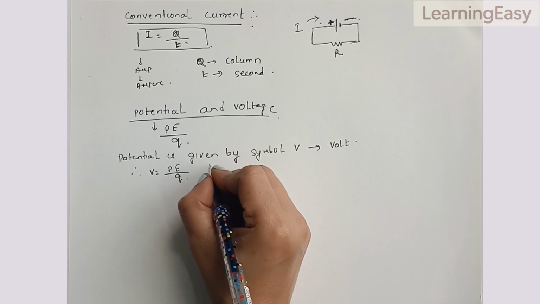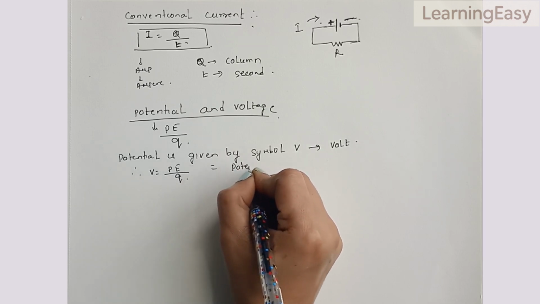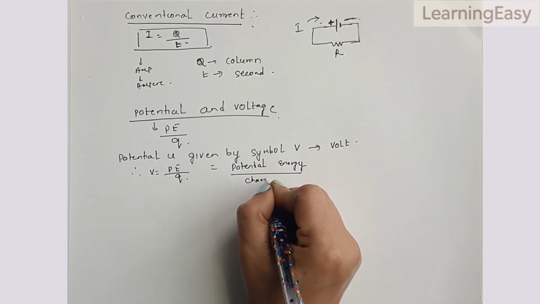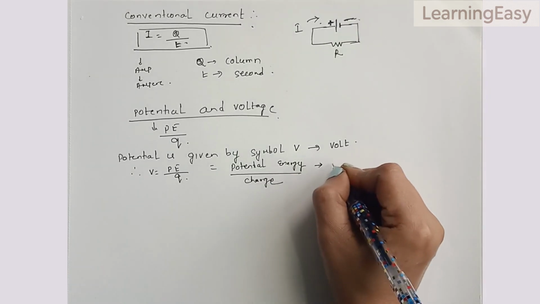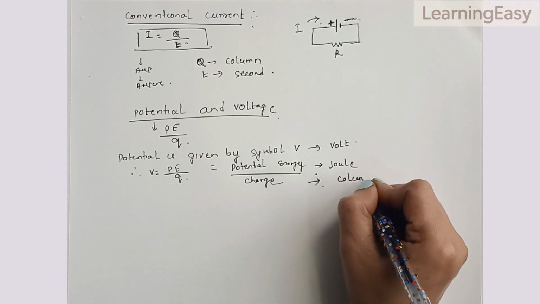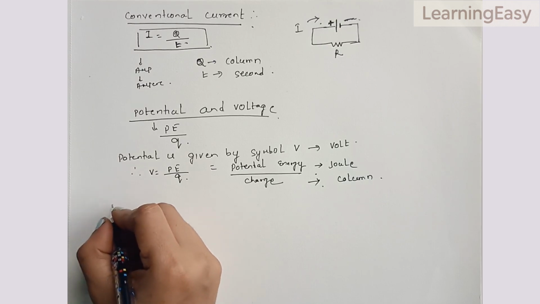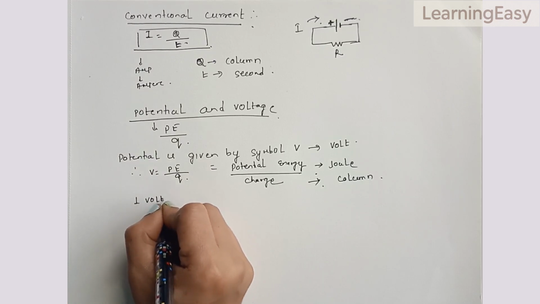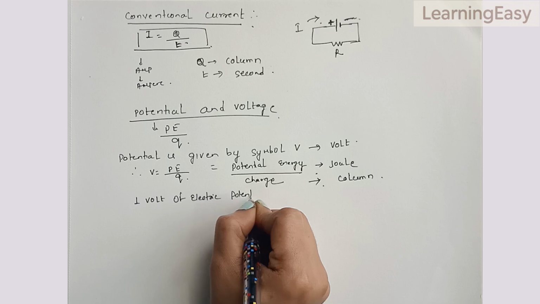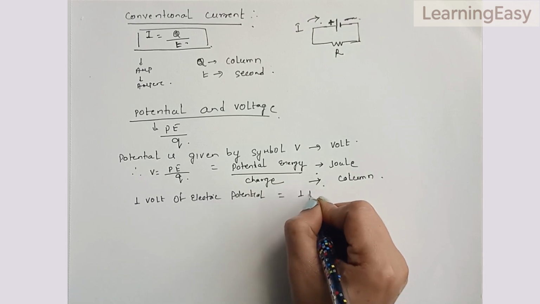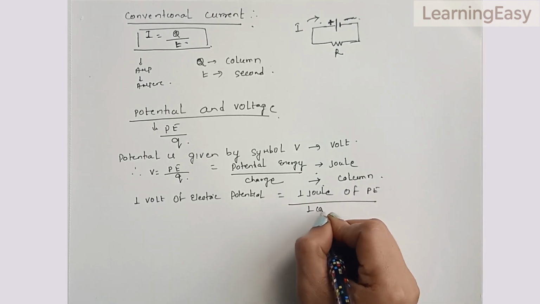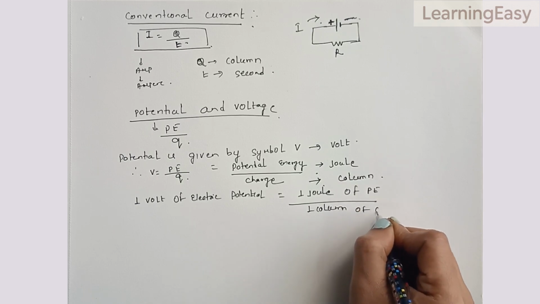It is potential energy divided by charge. The unit of potential energy is joule and the unit of charge is measured in coulomb. So we can say 1 volt of electric potential is equal to 1 joule of potential energy divided by 1 coulomb of charge.